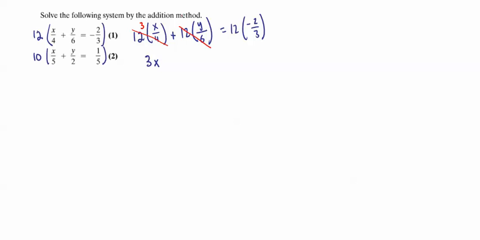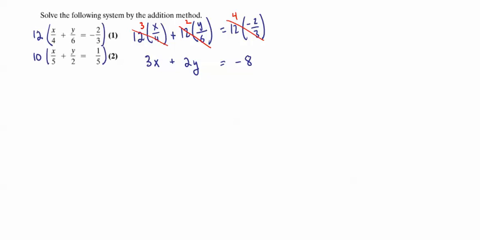12 divided by 6, that's 2. 2 times y is 2y. 12 divided by 3 is 4. 4 times negative 2 is negative 8.